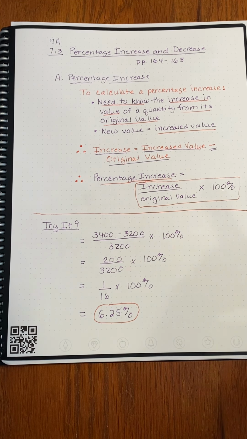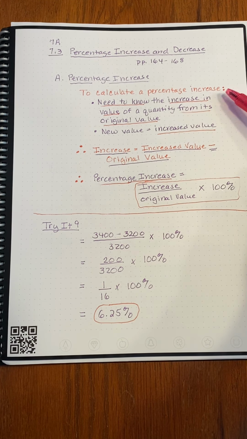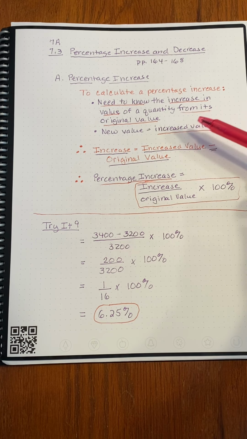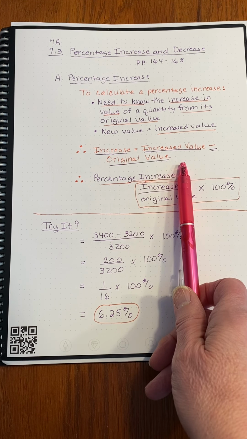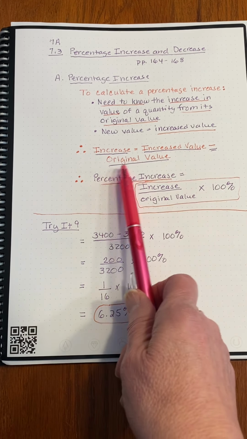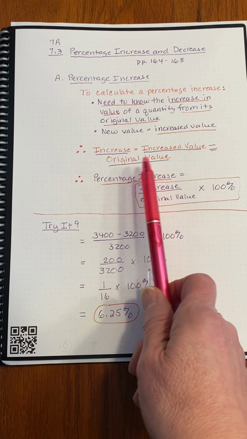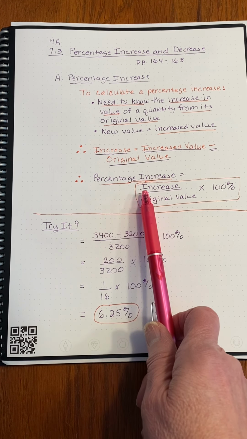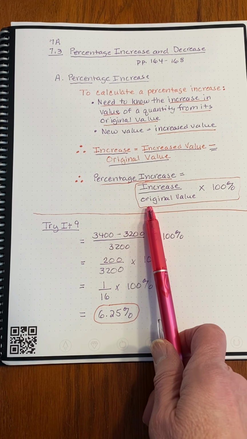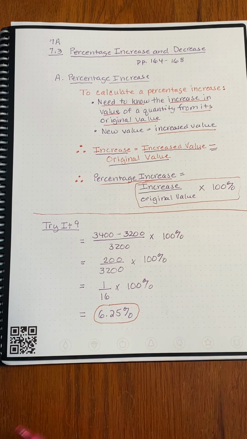To calculate a percentage increase, you first need to know the increase in value of a quantity from its original value. The new value, therefore, would be the increased value. Therefore, increase is equal to the increased value minus the original value. And you can come up with this formula then for percentage of increase. We go increase over the original value times 100%.